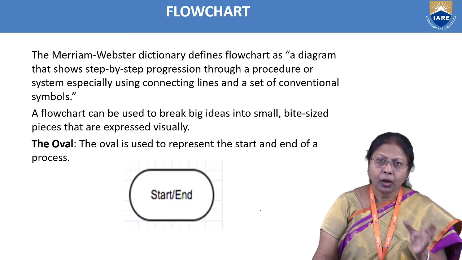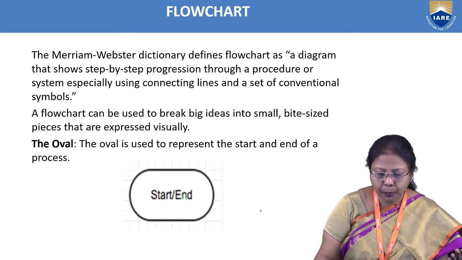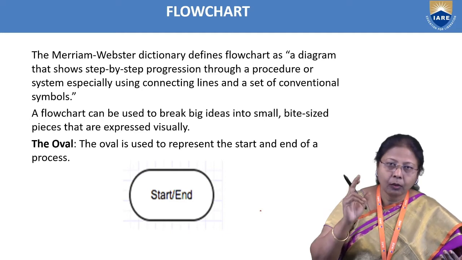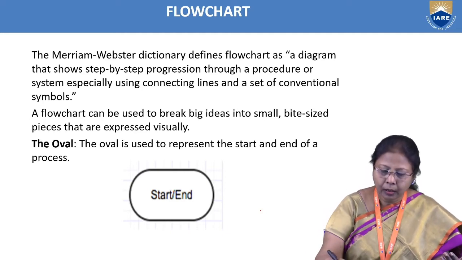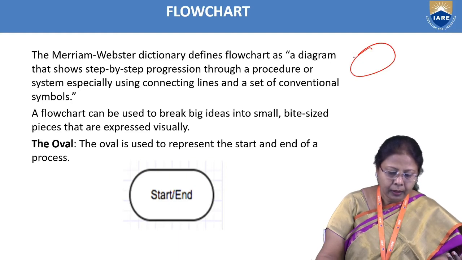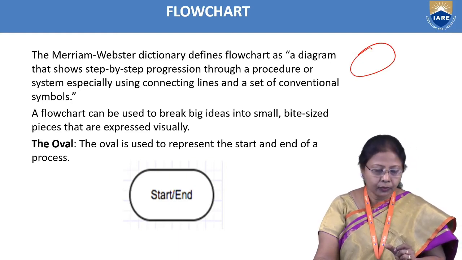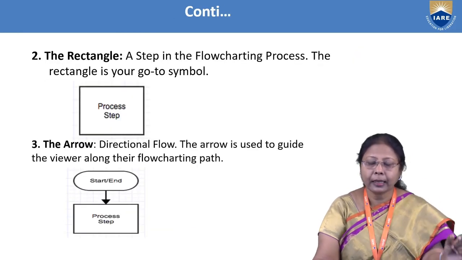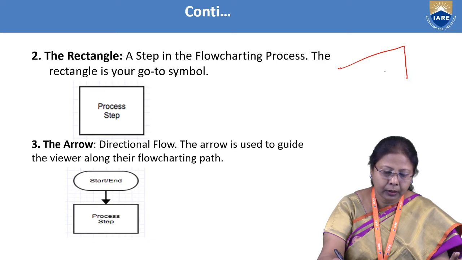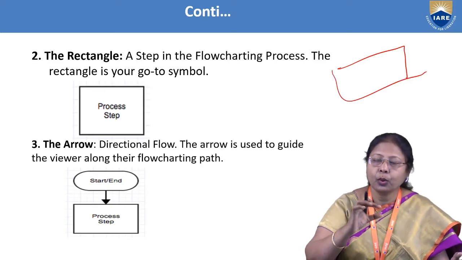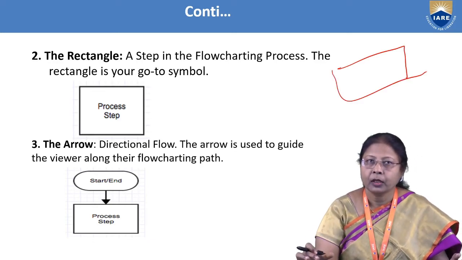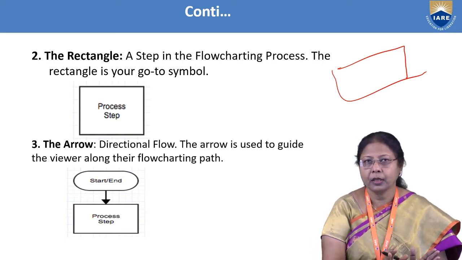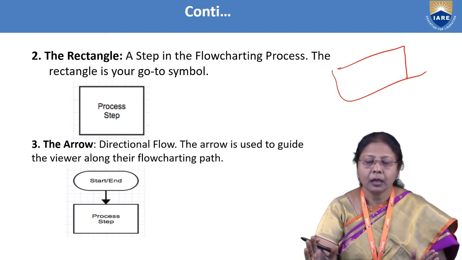But drawing a flowchart has its own special method. To start and end, we take an oval shape. So here, see, the oval shape is what we take for the start and end of the process. The next one is the rectangle. The rectangle is for flowcharting the process, to go step by step. So to give the entire thing step by step, we take the rectangle shape. We call this the go-to symbol.